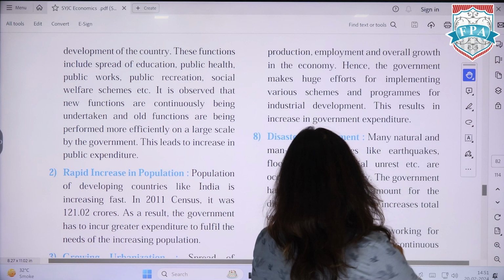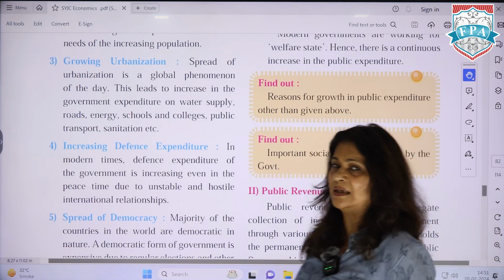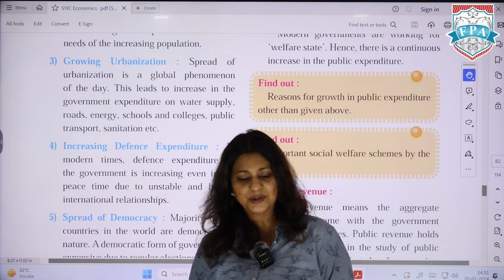Now look friends, we have understood all the reasons, yes? Now I need to memorize them. How will I remember? All of us understood what public expenditure is.